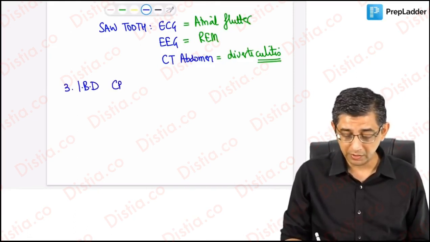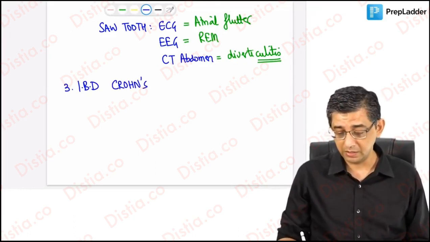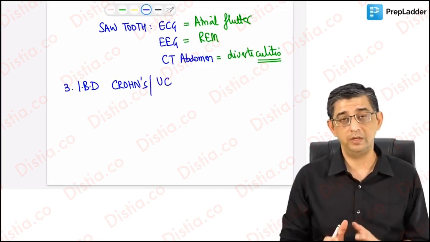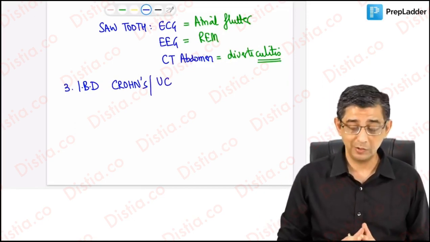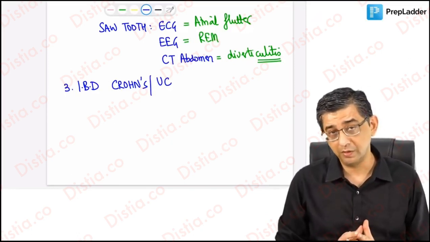There are two variants of this. I have taken a separate discussion on IBD, Crohn's and ulcerative colitis. Crohn's is relatively more common abroad. I mean, mostly Americans or Europeans are more predisposed to having Crohn's disease as compared to India. Ulcerative colitis is more commonly found.